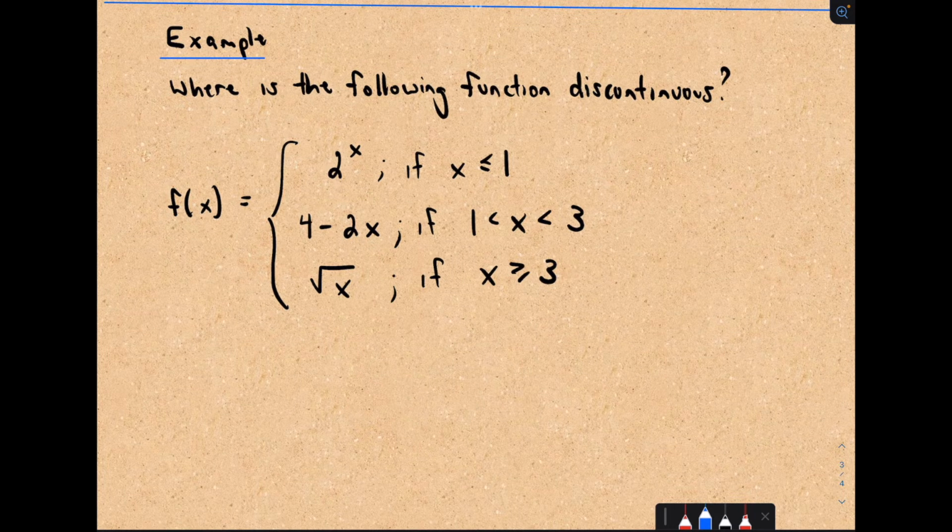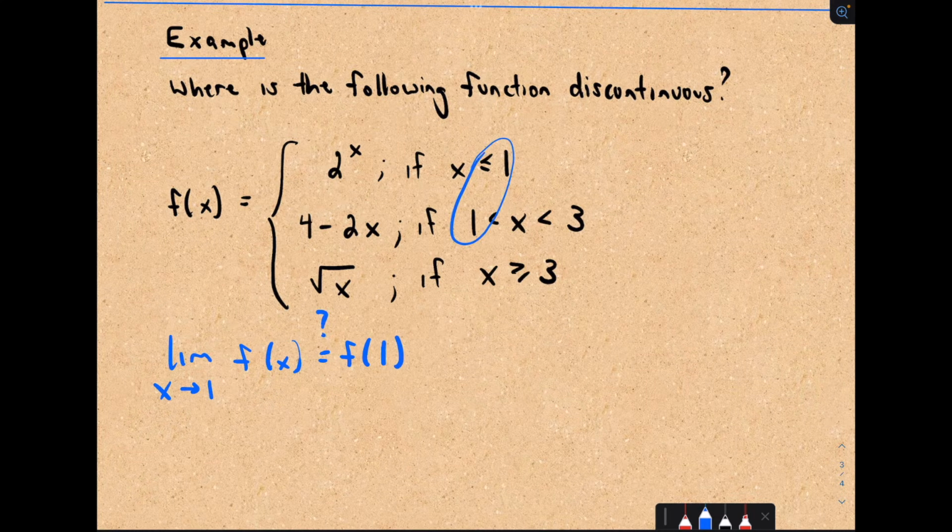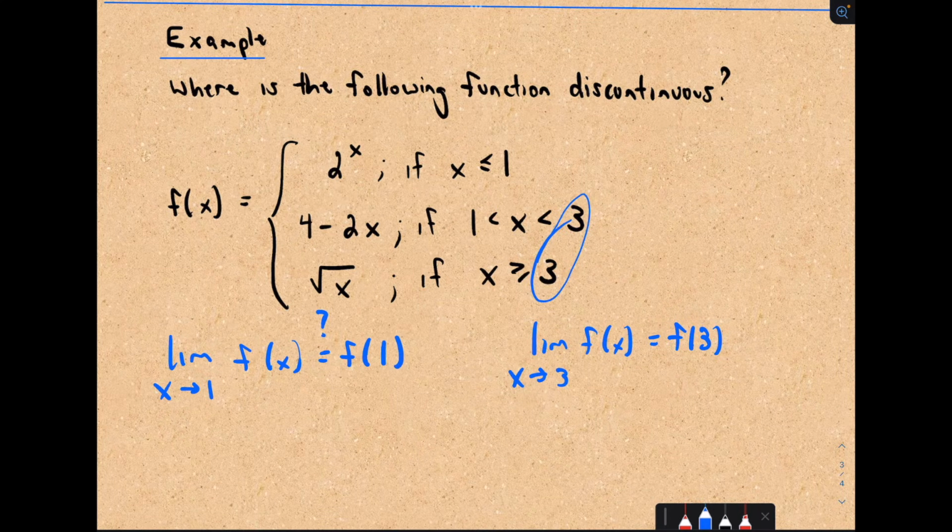So what I need to think about is the limit as x approaches 1 of f of x. Does that equal f of a? My a value is 1, so I'm going to ask myself that question. So again, there's a little break at 1. And I also have to look at the limit as x approaches 3 of f of x and think, well, does that equal f of 3? Because that's where they break off over here at 3. So I've got to answer these two questions.